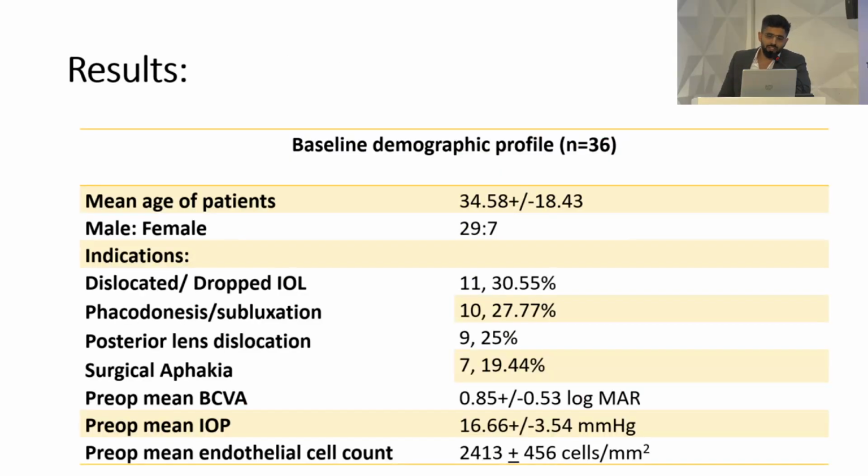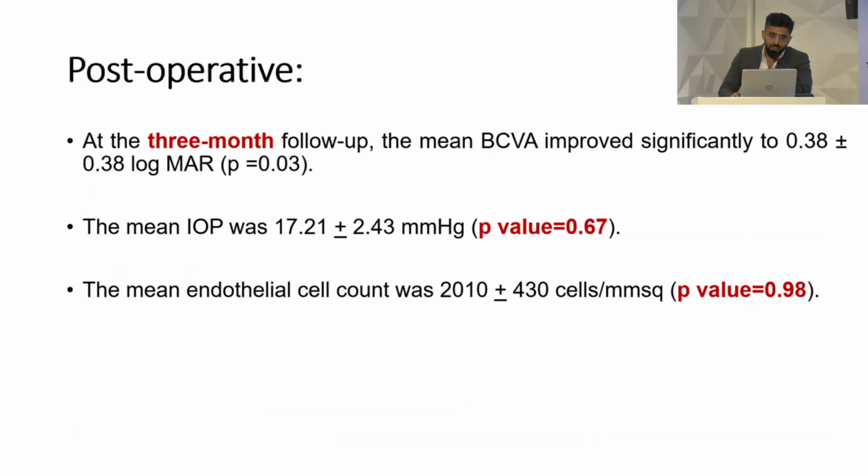Now coming on to the results, a total of 39 patients were included with a mean age of about 34 years. Male to female ratio was 29:7. Most of the indications were dislocated or dropped IOLs, phacodonesis or subluxations, posterior lens dislocations, or previous surgical aphakias. The pre-op mean BCVA was 0.85, pre-op mean intraocular pressure was 16.6, and the mean endothelial cell count was 2400. At 3 months of follow-up, the mean BCVA improved significantly from the baseline. IOP and endothelial cell count were more or less similar with no statistically significant difference.